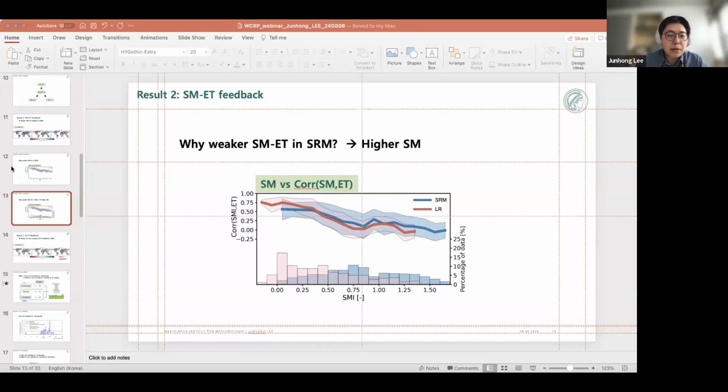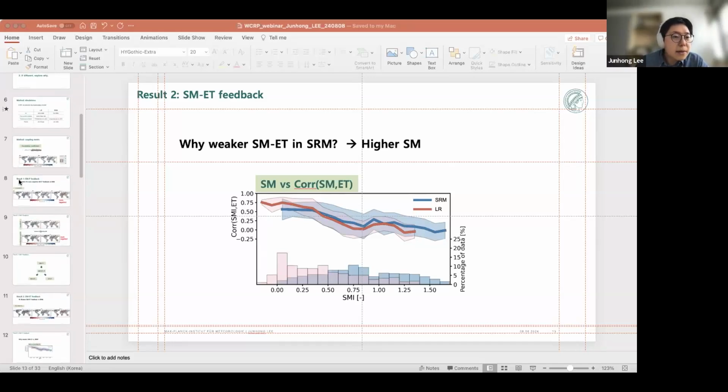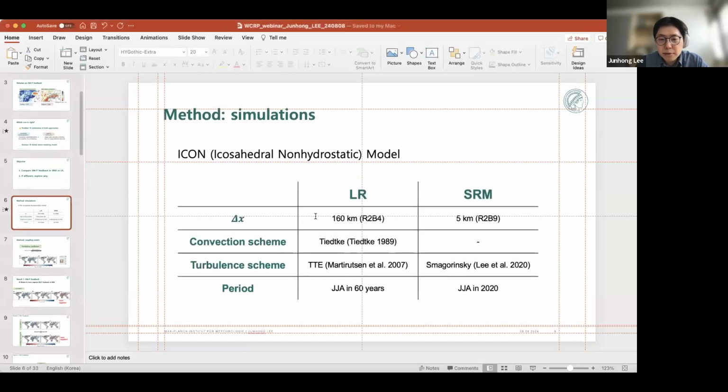Why 2 degrees? Let me go back to the model description. First, I ran the low resolution simulation at 160 kilometers, which is just typical GCM resolution. And there is also a paper that discussed the scale to look at the land atmosphere coupling. If we look at land atmosphere coupling at scales smaller than grid size, like 1 or 2 degrees, then we are missing the system that is moving.